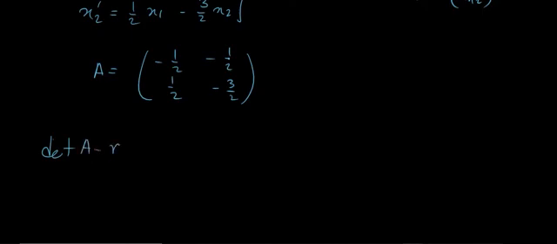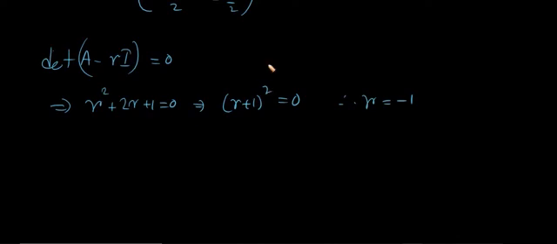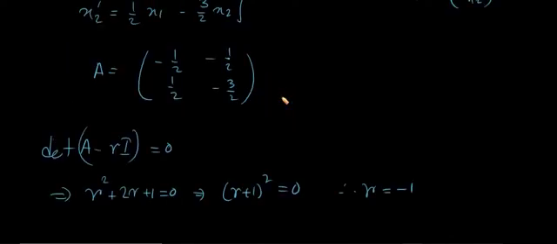So again we proceed as before, and we want to set the determinant of A minus rI, where I is a 2 cross 2 identity matrix, to be 0. If you carry out the calculation, you will see that this yields r squared plus 2r plus 1 equals 0. That means (r plus 1) squared equals 0, so r equals minus 1, where this minus 1 has an algebraic multiplicity of 2. We discussed what algebraic and geometric multiplicity are in the previous lecture. Since there is only one eigenvalue, repeated 2 times, and this is a 2 cross 2 matrix, we expect to have 2 linearly independent eigenvectors.